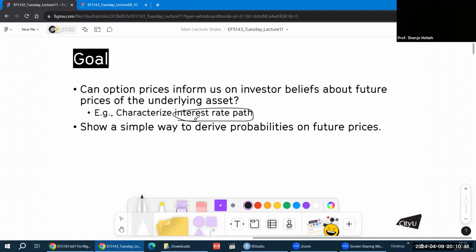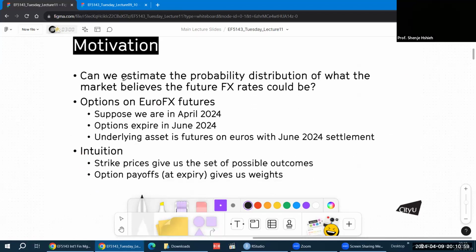Okay, so interest rate contracts are a little bit different. So I'm not going to say interest rate prices or anything like that. Let's just stick with FX prices because that's straightforward. Okay, so we can look at options on Euro FX futures as an example.